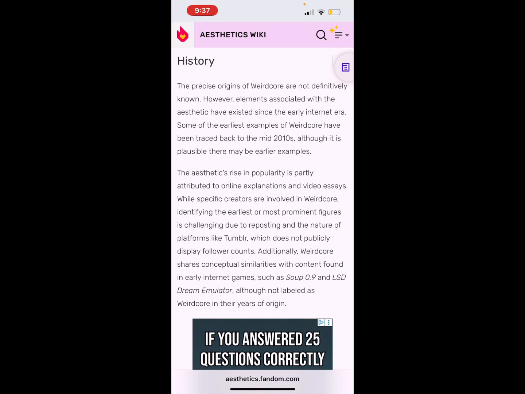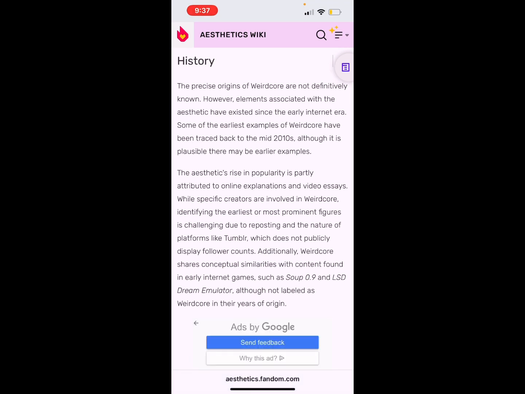History. The precise origins of Weirdcore are not definitively known. However, elements associated with the aesthetic have existed since the early internet era. Some of the early examples of Weirdcore have been tracked to the 2010s, my bad, although it is possible there may be earlier examples. The aesthetic's rise in popularity is partly attributed to online examples and video essays.